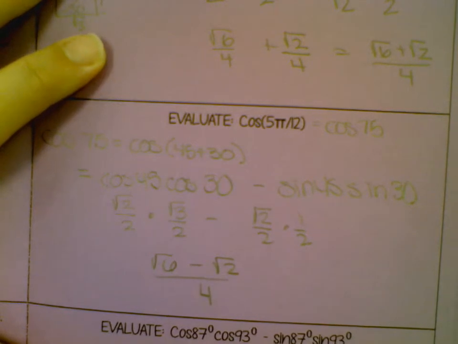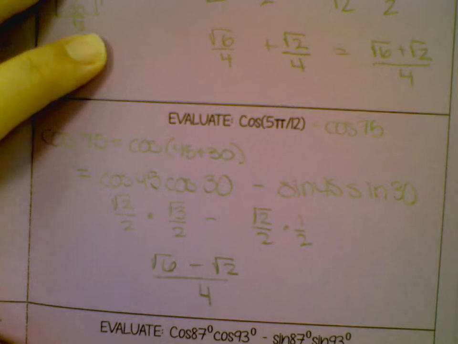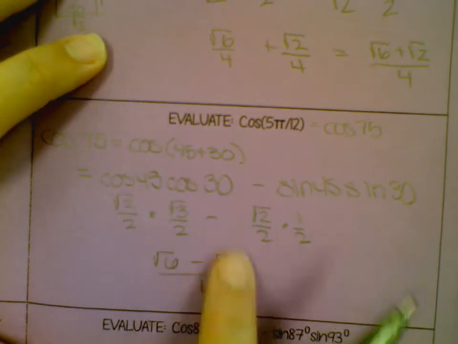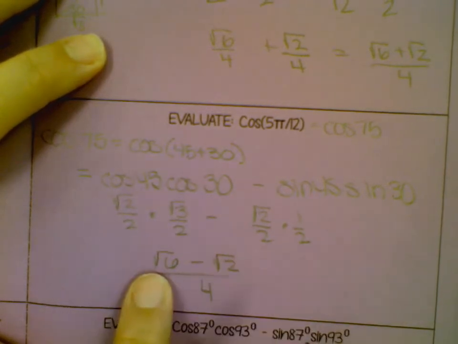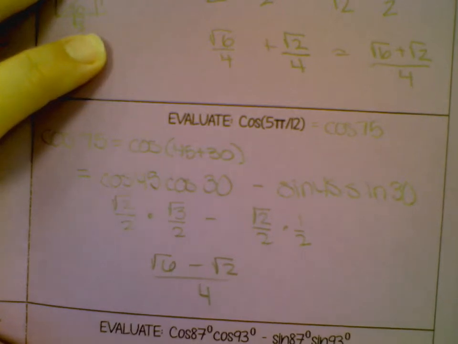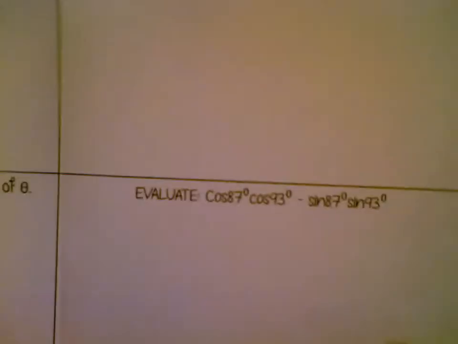So very good. If you have any questions about that, make sure you write it down to ask me in class tomorrow. But as long as you got that square root of 2 is negative and the root 6 is positive, then you most likely did the right thing. So let's take a look at that example on the bottom.